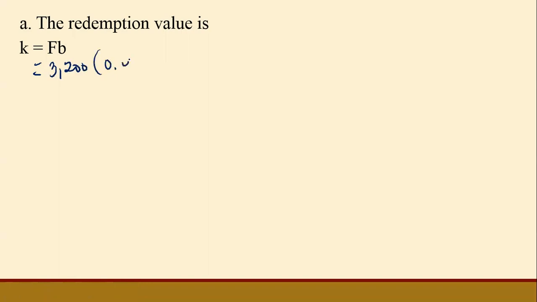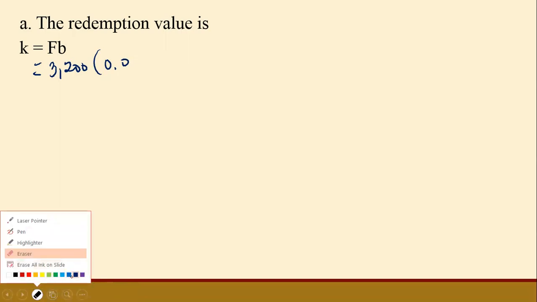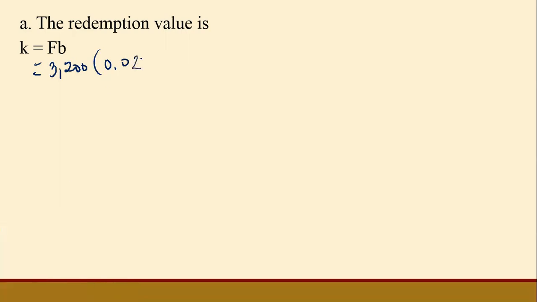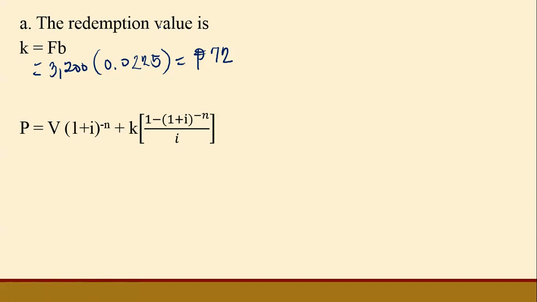All right. So for letter A, the redemption value is 3,200 times 0.0225. Okay. Wait lang. Ayusin natin. So this is equal to 72 pesos. Okay. And then the coupon payments. Ayan. So the coupon payment is 72.